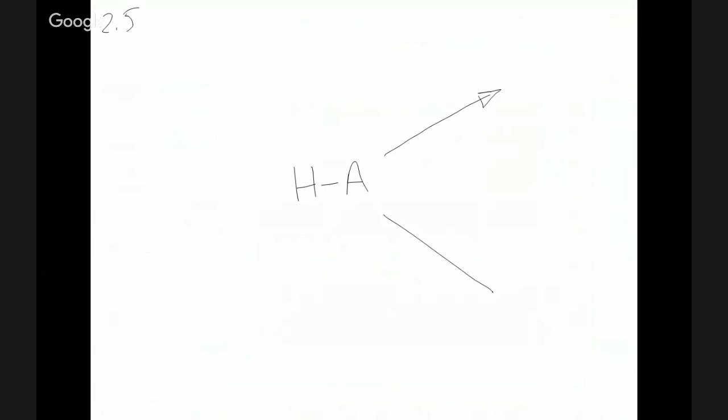We're going to look at 4 factors. These are sections 2.5A, B, C, and D. 2.5A is the element effect, or electronegativity effect.